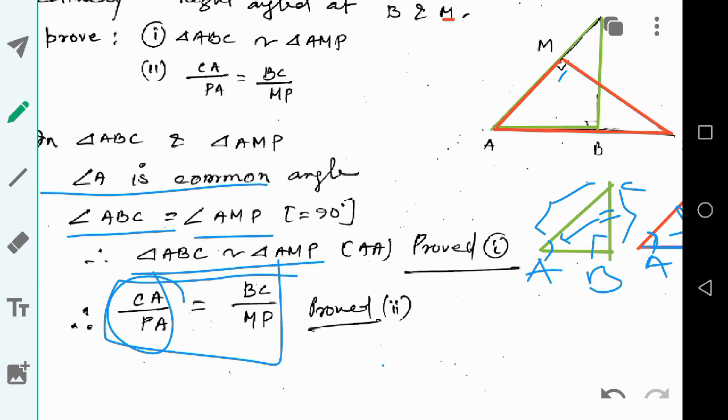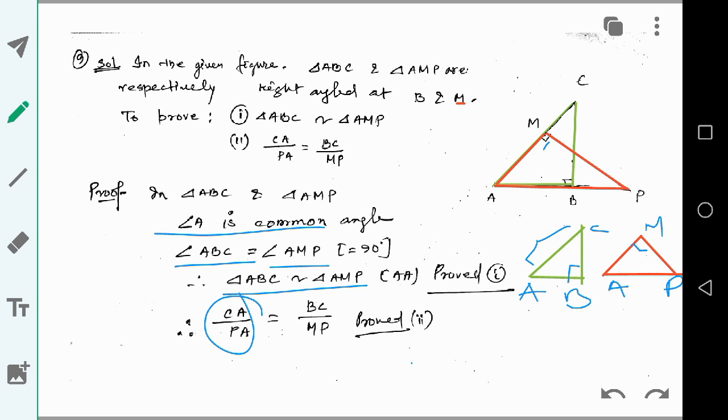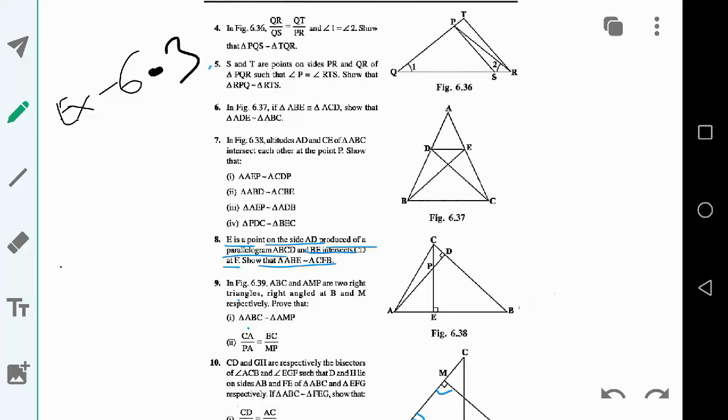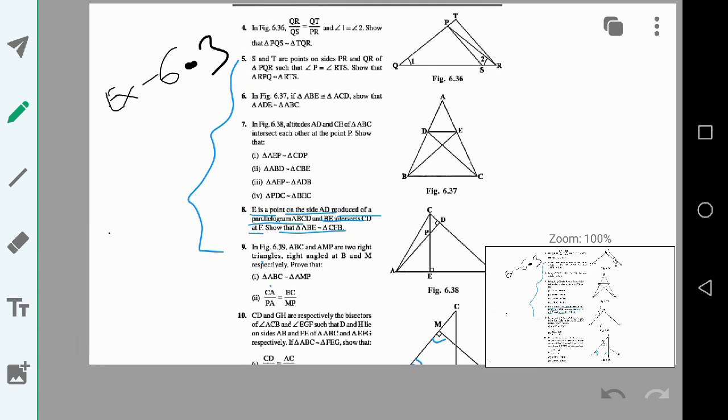So hope you have understood this. Let me clean this. Now you can note it. In this exercise there are a total of 16 questions, and today we have solved questions number 5 to 9. In the next video I will show you how to solve the remaining problems.